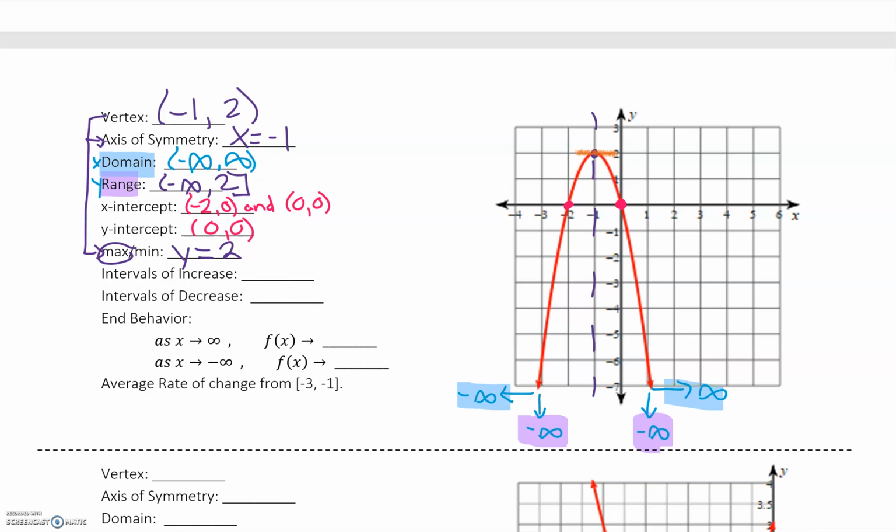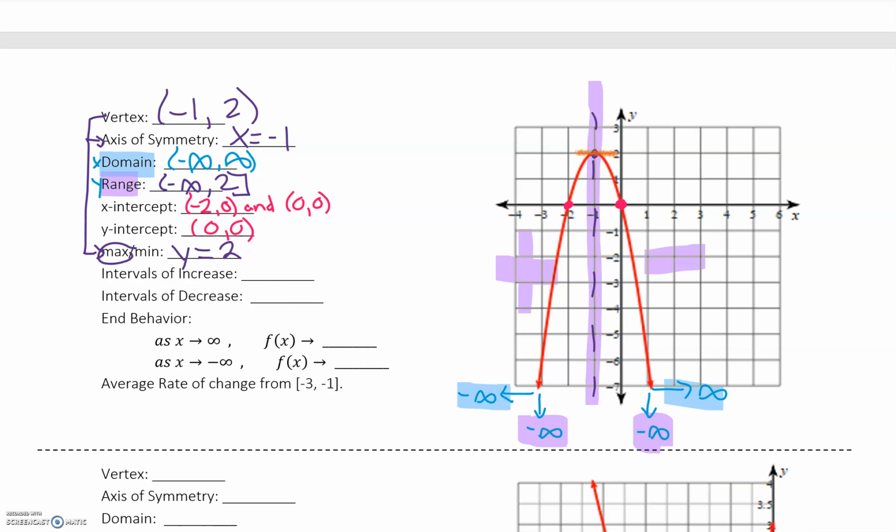Okay, so then our intervals of increase and decrease. Remember we talked about the axis of symmetry is what separates that. Here the left side has positive slope and the right side has negative slope. We know that the left side is positive slope because if you trace it with your finger from left to right, your finger has to go up until you get to the vertex, and then it goes down. So the left side is up, that's positive slope. The right side is down, that's negative slope.